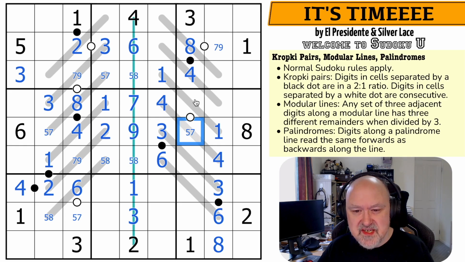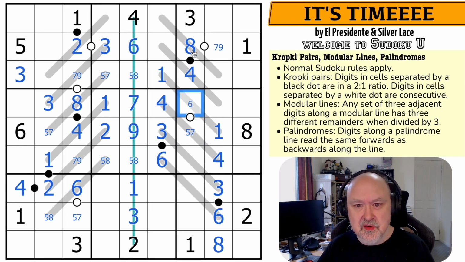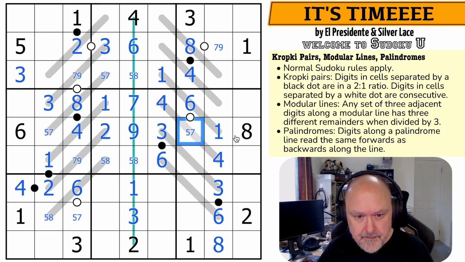This is 5 or 7. So what can this be? If this is 5, this has to be 4 or 6, and it can't be 4, so it would have to be 6. If this is 7, this would have to be 6 or 8, and it can't be 8. So this is 6, whichever way this goes. Two is in one of those two.